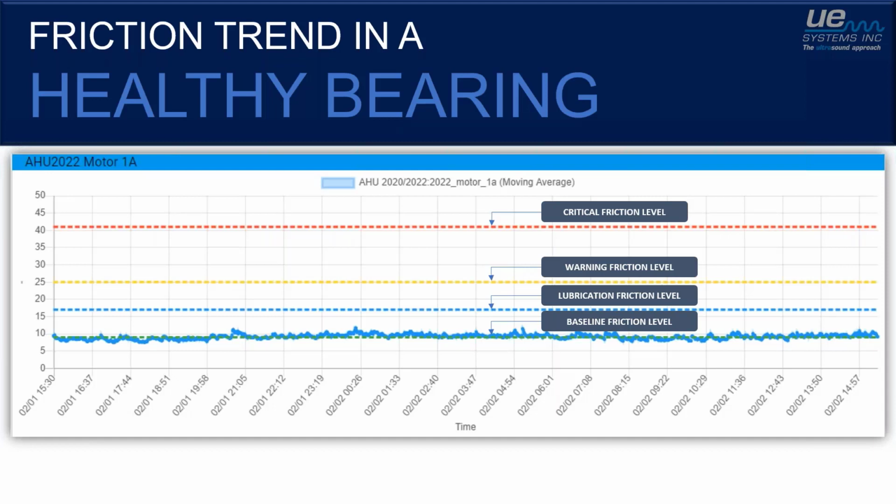So when we start to look at this friction, I'll explain to you what this trend is looking like. There are four lines on this graph. The green line, which is covered by the blue squiggly line, is our baseline. The next line above that is 8 decibels above that, which is our lubrication friction level. The yellow is our warning friction level, and the red is our critical friction level. So the blue squiggly line is this trend over a 24-hour period.